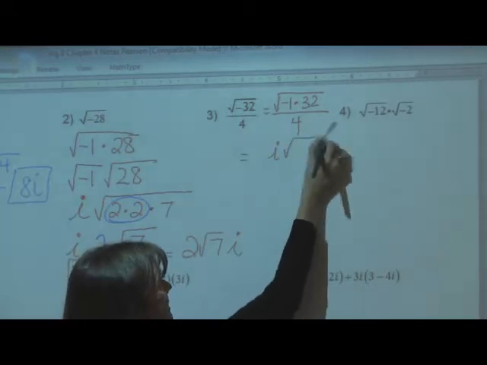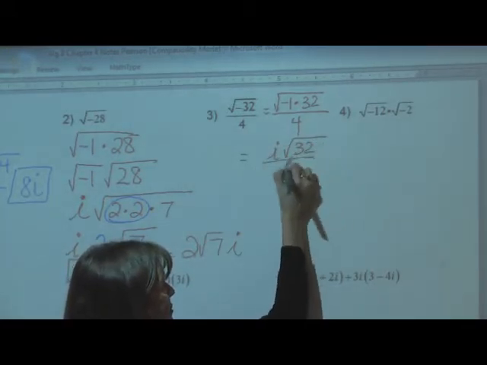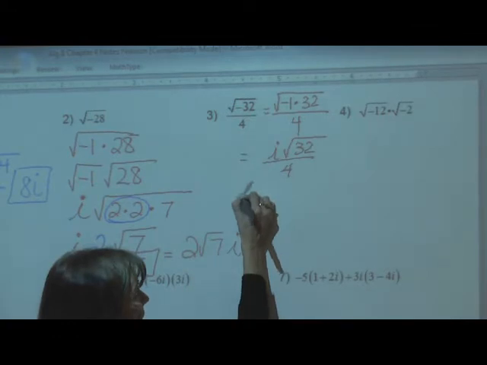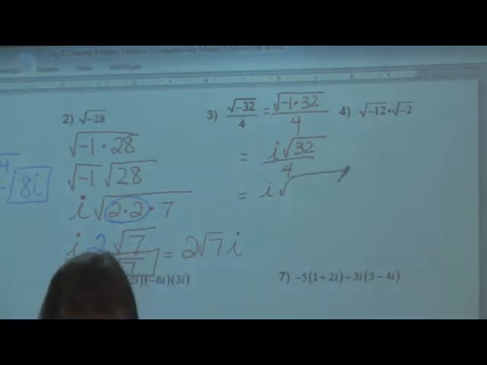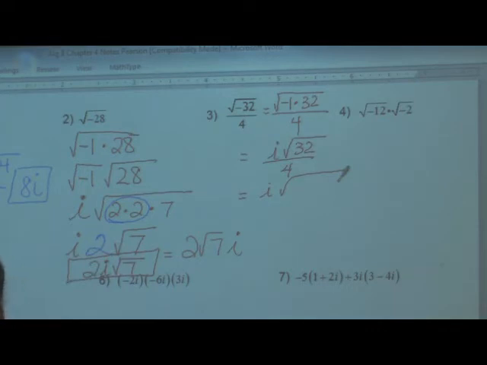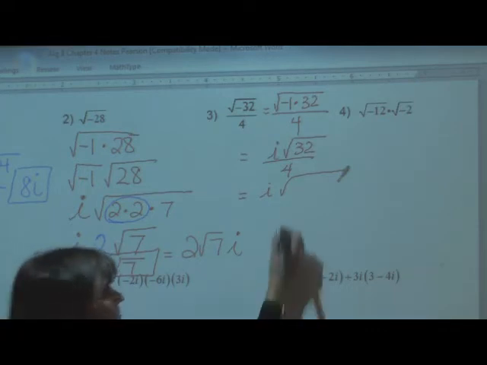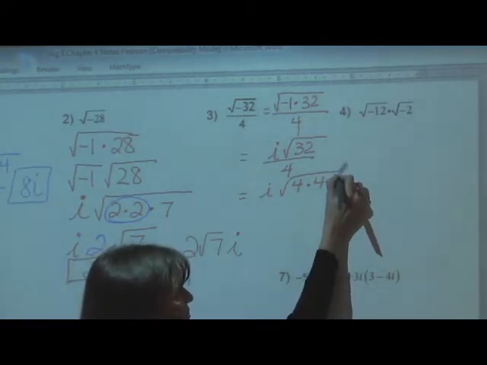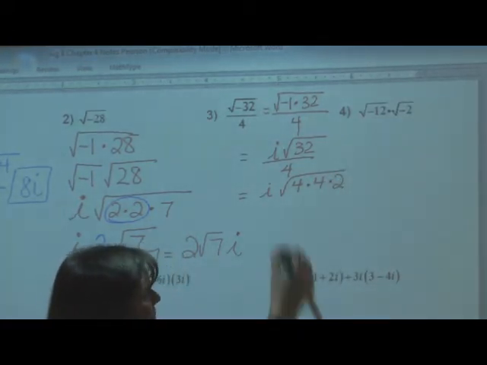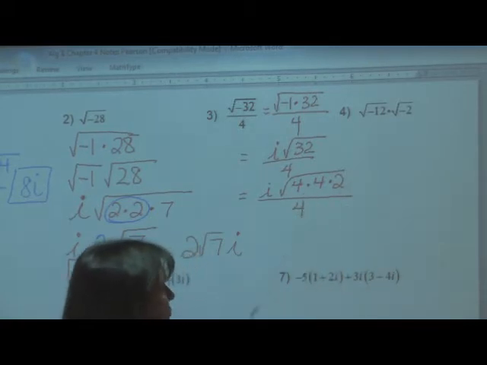That is an i times the square root of 32 over 4. Same thing, i square root of 32. Now let me think, that's 16 times 2. Those are the numbers that come off the top of my mind. 16 is 4 times 4 times 2. And again, that's all over 4.